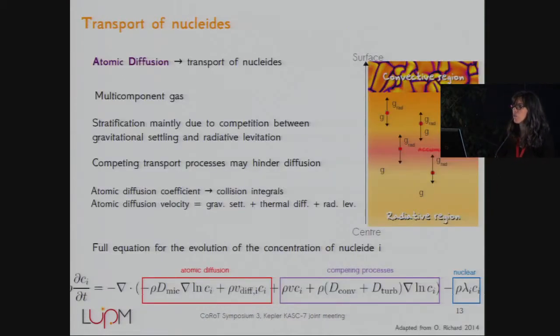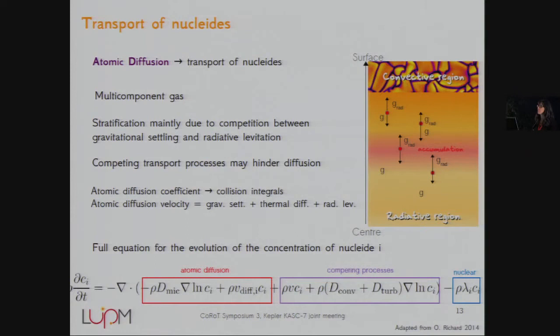Let's move now to the transport of nucleides. For nucleides, the very same processes I just described are also applying. They also transport nucleides, but there are other processes, more fundamental ones.